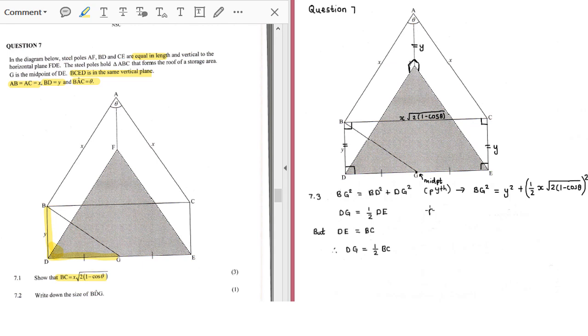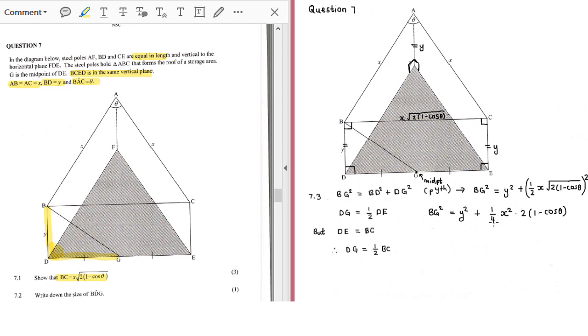Okay, so from here we're now going to have that BG squared is going to equal Y squared plus, now if we square everything inside of this bracket, if you square the 1/2, you're going to get 1/4, and if you square the x, you're going to have x squared. If you square the square root, it will cancel out, leaving you with times 2 into 1 minus the cos of theta.